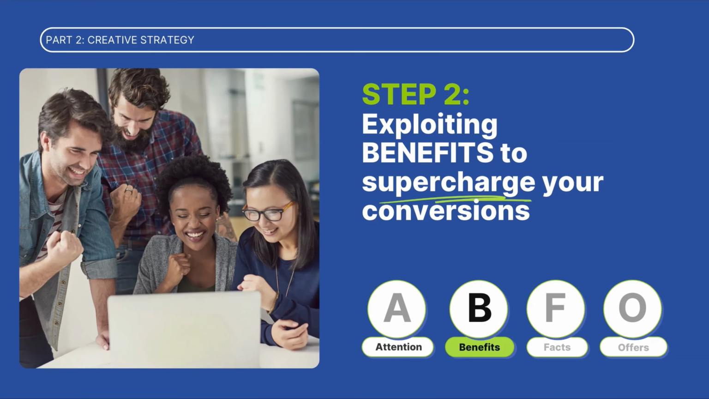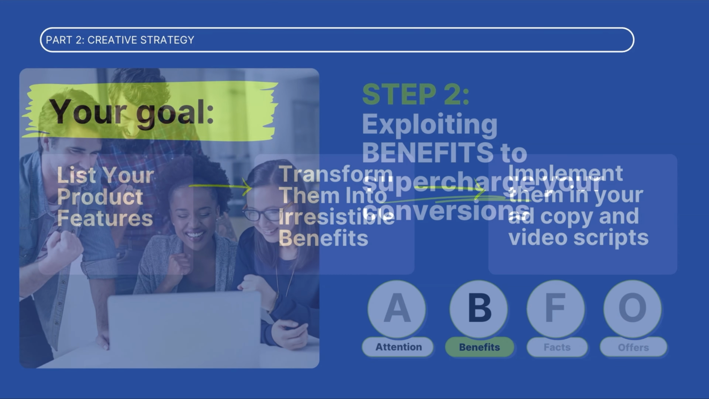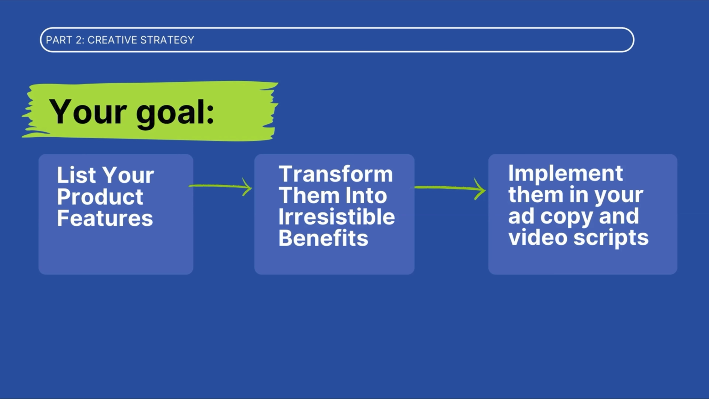Welcome to conversion activator number 2, benefits. In this section, I will teach you how to exploit consumer benefits to supercharge your ads' conversion power. When it comes to creative strategy, your job in the second conversion activator is to list all of your product features and transform them into irresistible benefits that address your prospects' innermost needs and desires. You'll then use these to supercharge your ads' persuasive power.